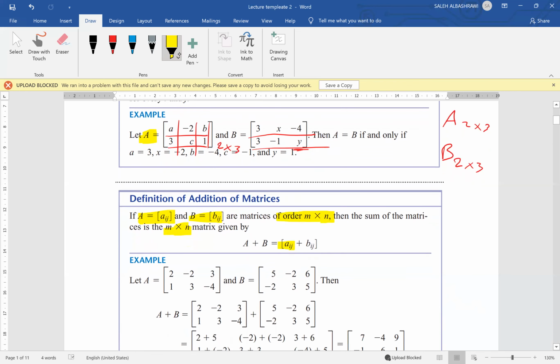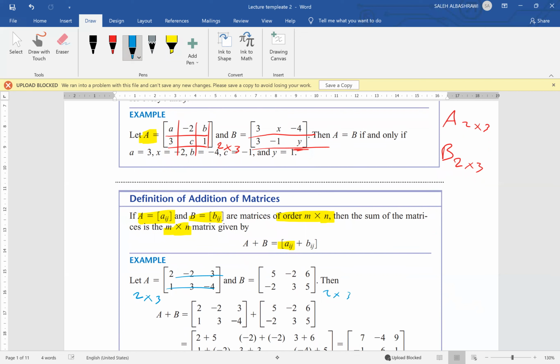For example, let A be given by this matrix: 2, minus 2, 3, 1, 3, and minus 2. Now the size is 2 by 3, 2 rows and 3 columns. And B is also 2 by 3.